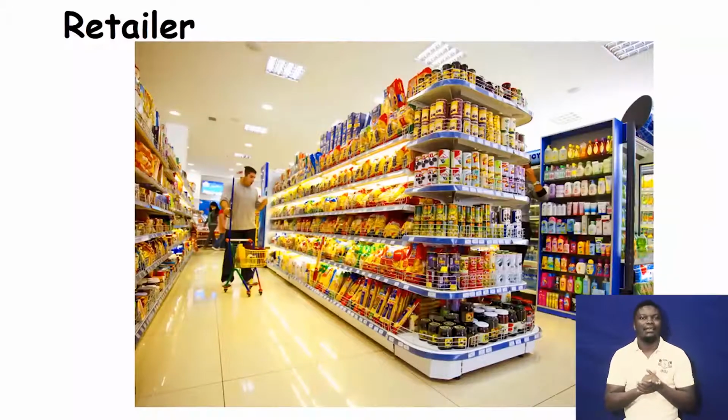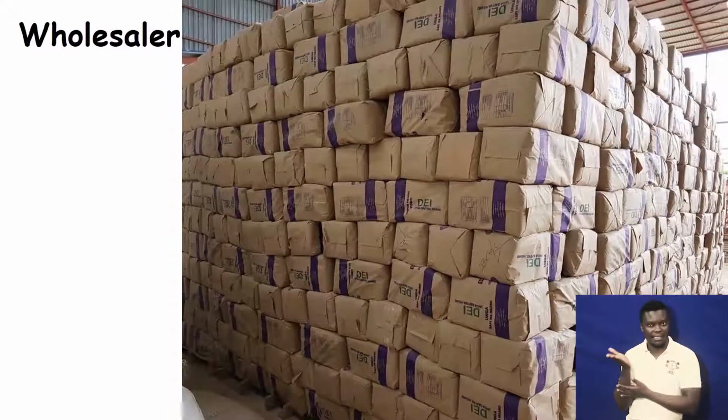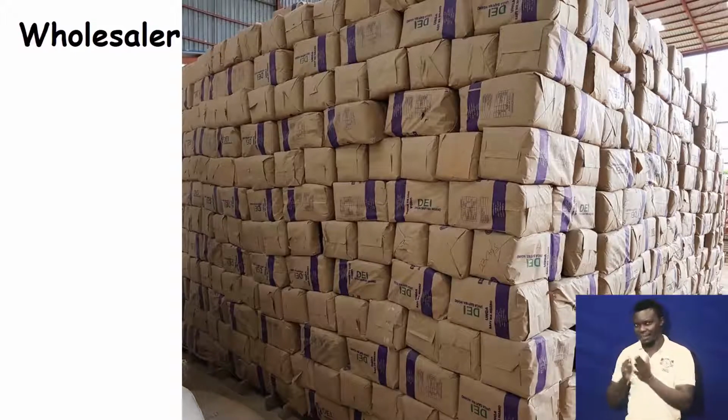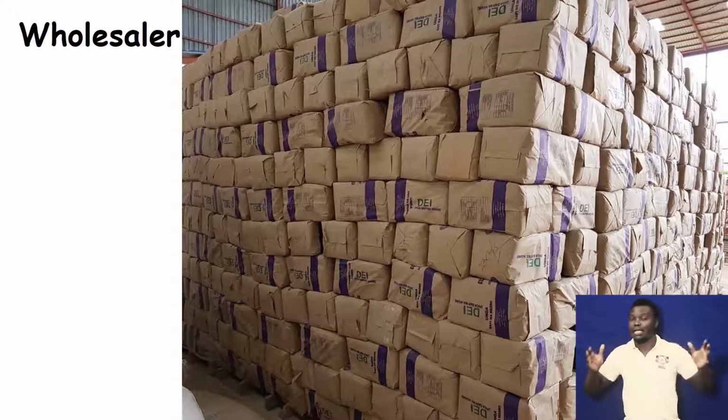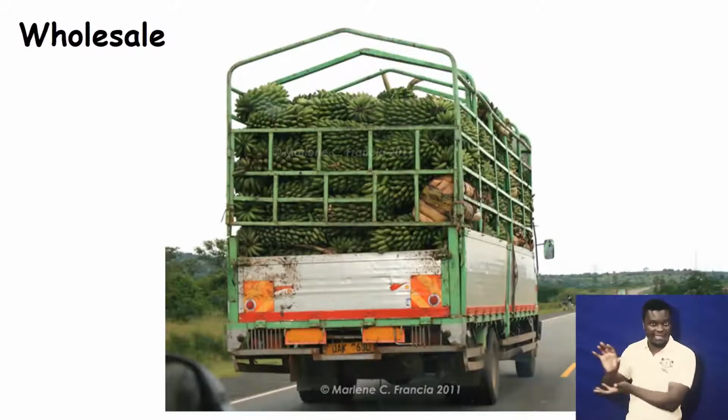And these people are also selling in retail because you can buy from them a cup of beans in small quantities, but also in big quantities. This is a supermarket. A supermarket is also an example of a retail shop. And this is a wholesale shop, because they are selling the same item but in big quantities. That is baking flour, but it is sold in big quantities. And this is also a wholesaler for matoke.